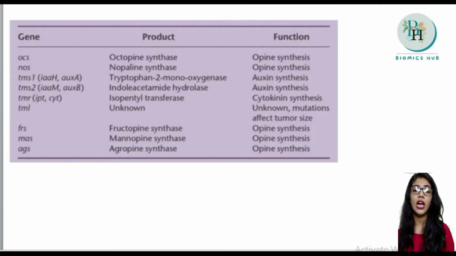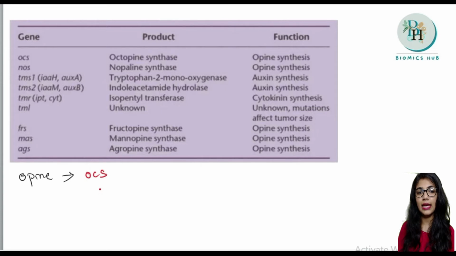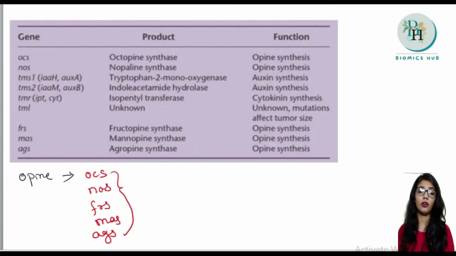Here are some of the genes which are responsible for the synthesis of auxin, cytokinin and opine. For the synthesis of opine, we have OCS, or octopine synthase, and NOS, which is known as nopaline synthase. Next is FRS, which is known as fructopine synthase, MAS, mannopine synthase, and AGS, which is known as agropine synthase. These genes are responsible for the synthesis of opine.